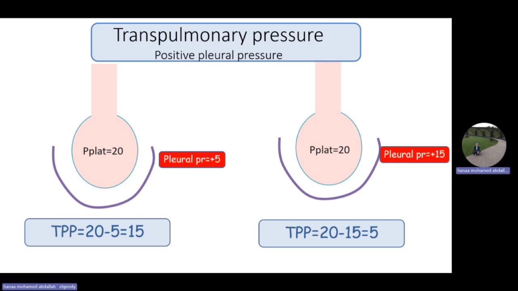For example, if the plateau pressure is 20 and the pleural pressure is plus 5, the transpulmonary pressure is 15. In another example, if the plateau pressure is 20 and the pleural pressure is 15, the difference will be 5. There is a problem in distension of the alveoli because there is very low transpulmonary pressure. The accepted transpulmonary pressure is better not to exceed 25, and better not to be less than 15. Okay, from 15 to 25.